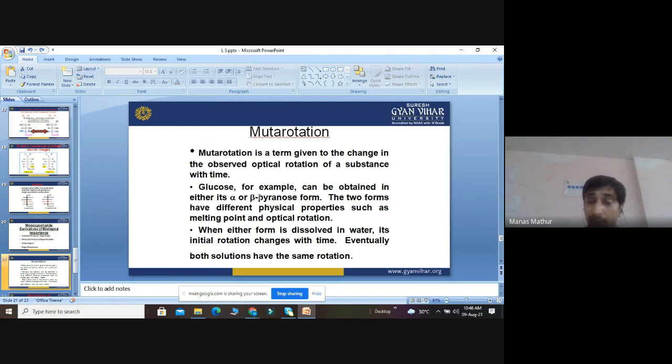This happens when they are dissolved in water, because their position changes when dissolved in water. Eventually, both solutions have the same rotation, whether alpha or beta. No doubt their rotation is almost the same, but their properties will differ a little bit. So mutarotation is a change in the compound based on the optical rotation, which can change physical properties like melting point and optical rotation. Okay.